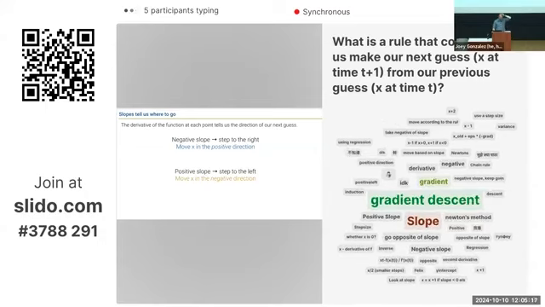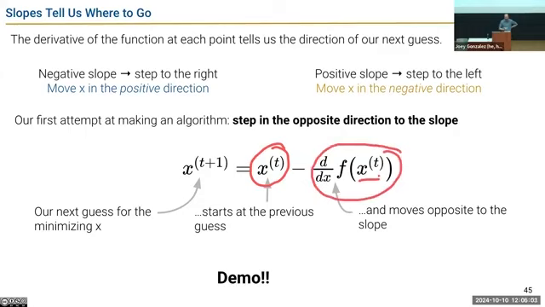So here's our equation that you were supposed to write or make up on the previous slide. I have some guess for my best value so far. And I compute the slope of my function at that guess. And then the all-important negative. I subtract. I go in the opposite direction of the slope. You could say it is plus the negative slope, if you like.